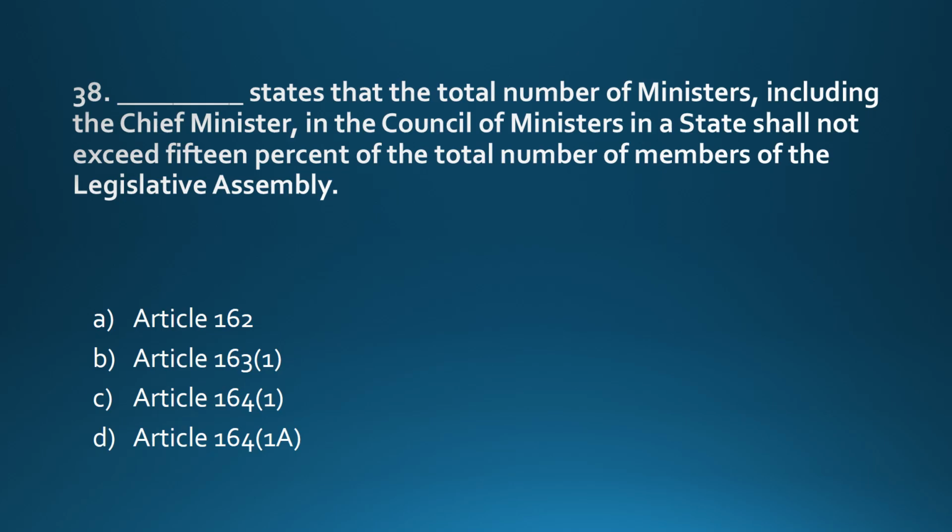Question number 38. Dash states that the total number of ministers, including the chief minister, in the council of ministers in a state shall not exceed 15% of the total number of members of the legislative assembly. Option A, Article 162. Option B, Article 163 1. Option C, Article 164 1. Option D, Article 164 1A. Correct answer is option D, Article 164 1A.